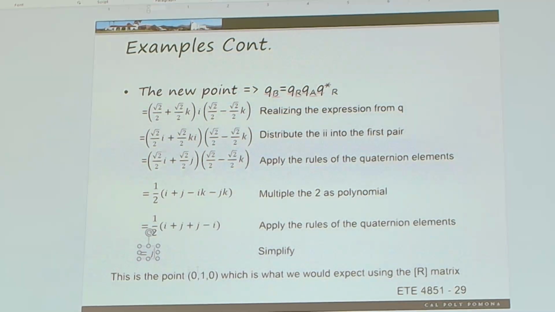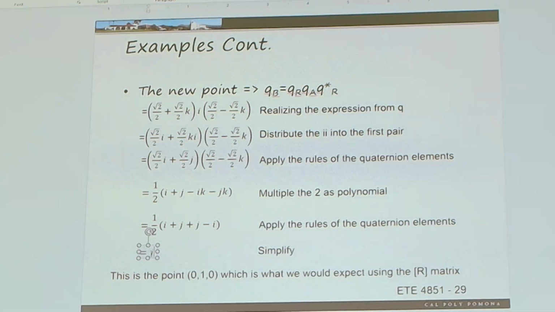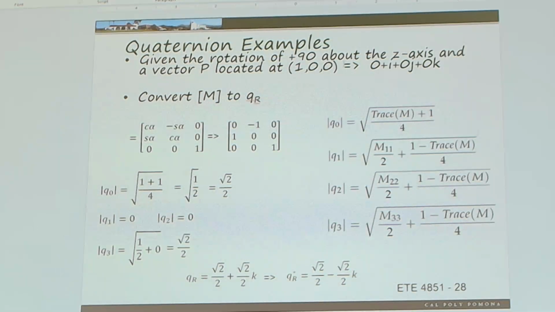So the answer is exactly what we'd expect, right? We rotated about I by 90 degrees. Now we're going to have the value of J. That's exactly what we get. Now we get the rotation about J. That's the same as doing this guy right here.